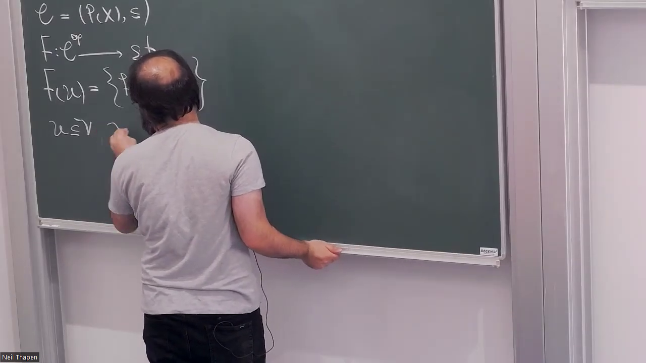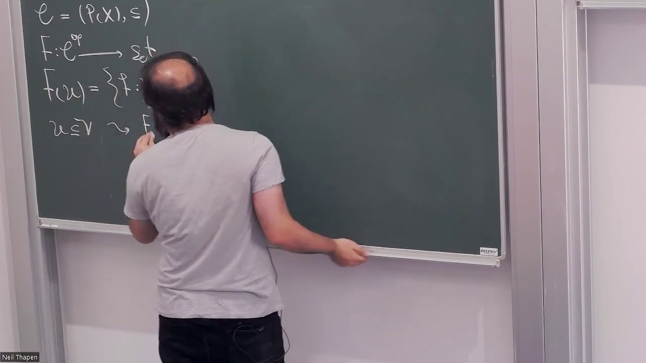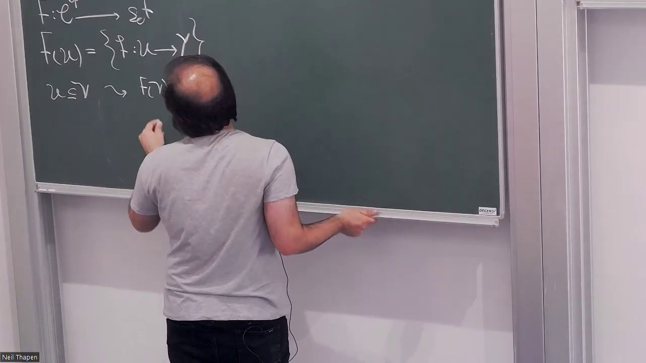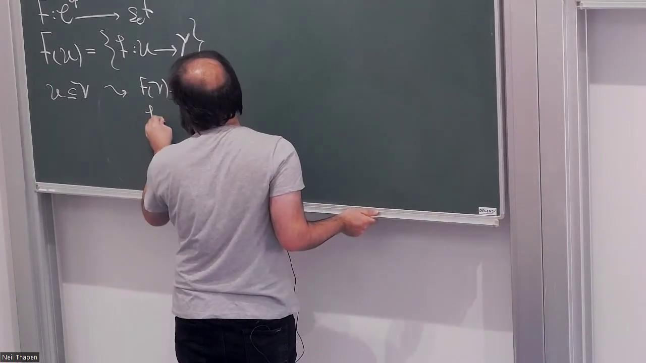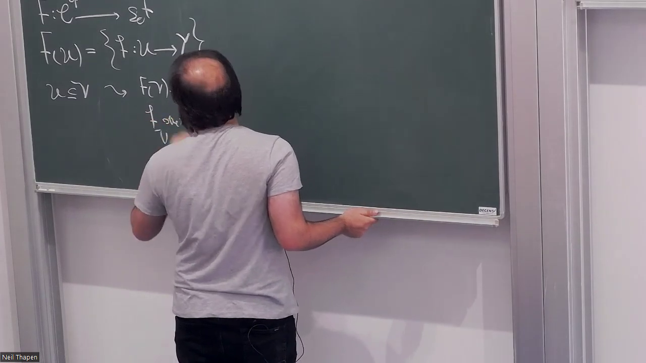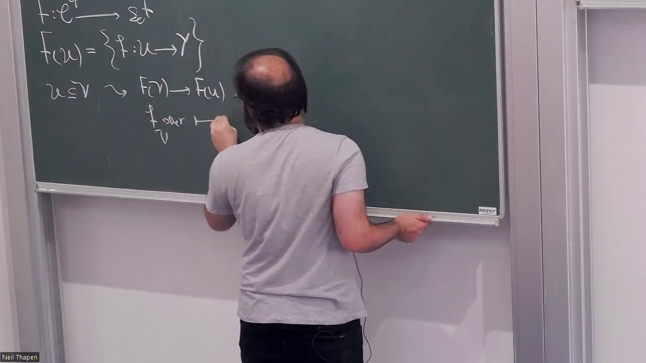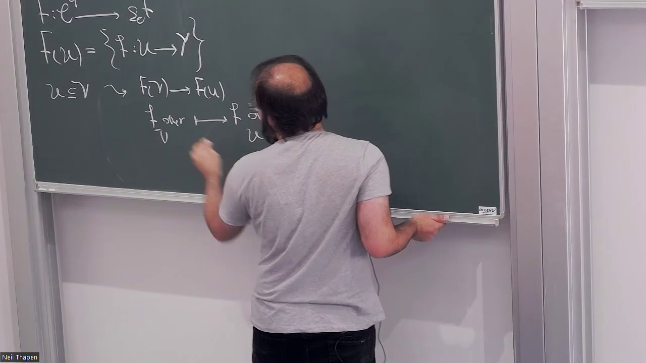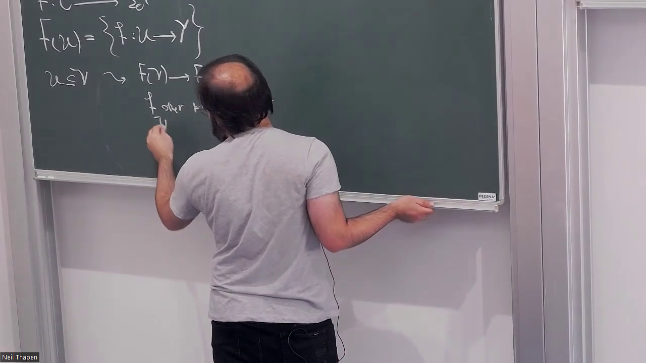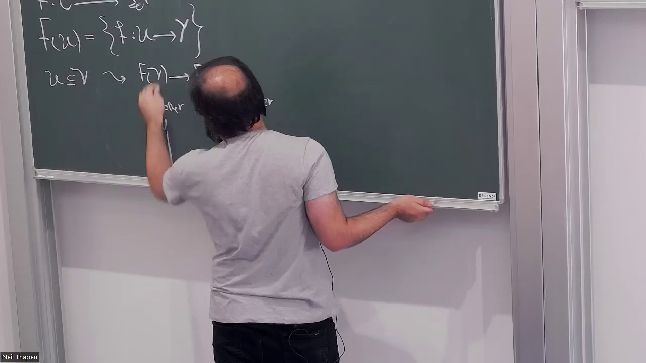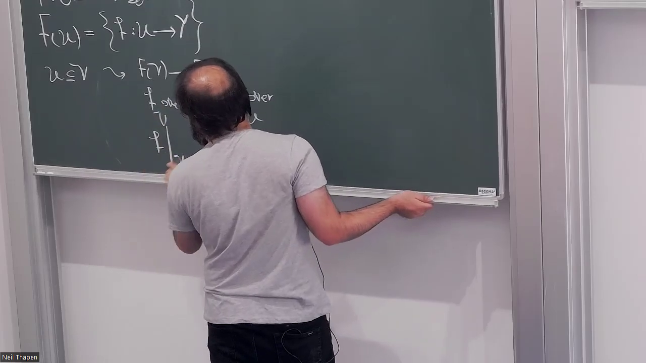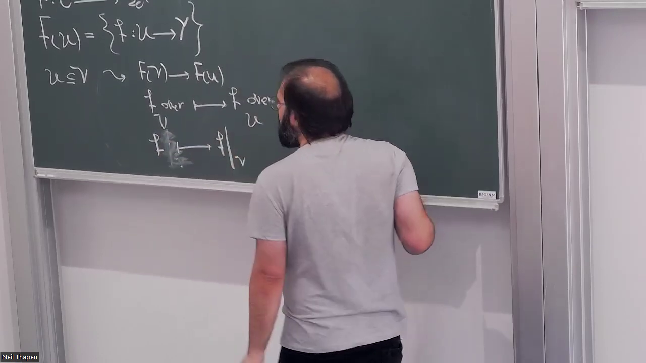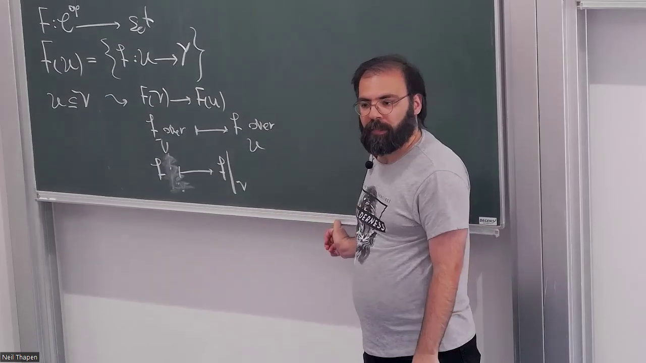There should be a map, because it is opposite, from F of V to F of U, meaning that it reads some function f over V, and then you have to compute something like f over U. That map is simply restriction, right? So you read something and you restrict it to U. So f goes to f restricted to U. Right, this is my function. Okay.